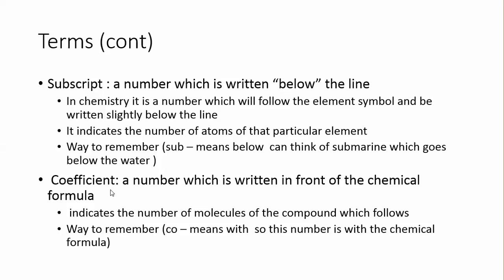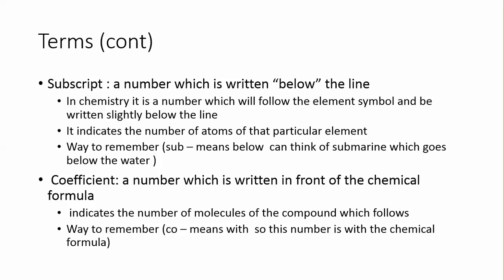Coefficient is a number written in front of our chemical formula. It indicates the number of molecules of the compound which follows. And we can relate this to math class. When we have a coefficient in front of our variable, for example, if we say 2x, it tells us how many x's we have in that formula. A way to remember this is co means with.